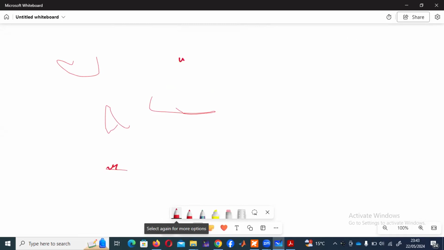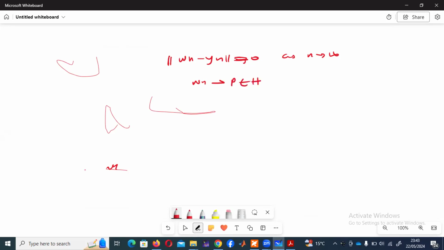You know that what it is saying is that Wn minus Yn goes to 0, right? Now, say that if the limit of this guy goes to 0 as n tends to infinity, and then Wn converges weakly to a point, let's say P in H, then P is in the solution set of the VIP, let's say C, comma A.